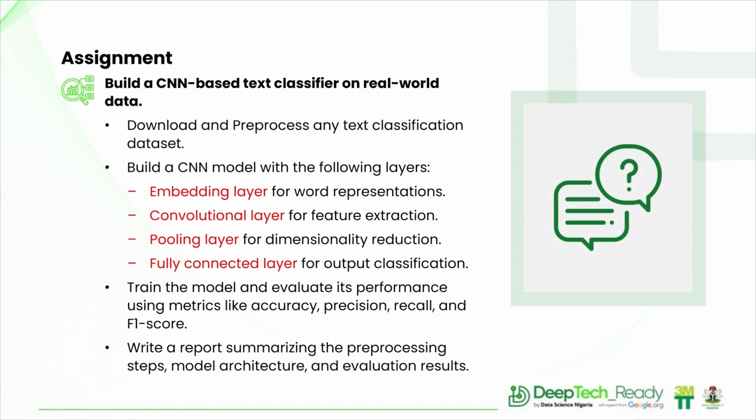As usual, this is an assignment for you where you are to build a CNN-based text classifier on a real-world data. You are to download and pre-process any text classification dataset from any repository of your choice, and then you are to build a CNN model with the following layers: an embedding layer, a convolutional layer, a pooling layer, a fully connected layer, and then you train the model and evaluate its performance. And then write a brief report summarizing the pre-processing steps, the model architecture, and the results you obtained.